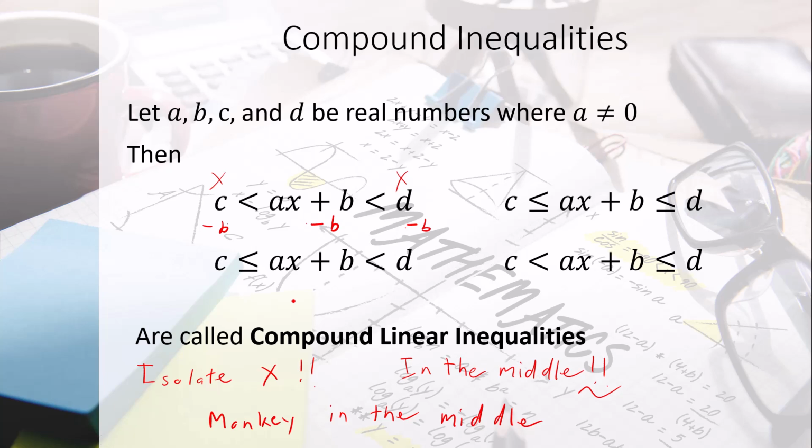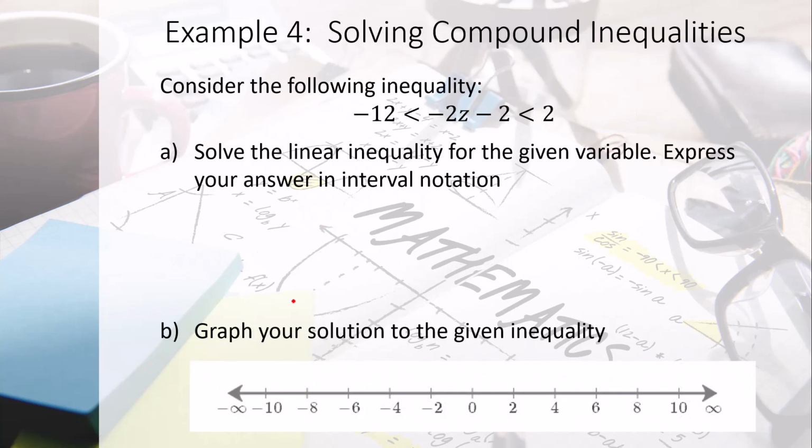Okay, so let's see what this looks like. Here is our next example. Here the inequality is negative 12 is less than negative 2z minus 2, which is strictly less than 2. We want to solve this inequality for the given variable, which happens to be z, and we want to express our answer in interval notation. Let's start by writing this down over here. We will have negative 12 is strictly less than negative 2z minus 2, which is strictly less than 2.